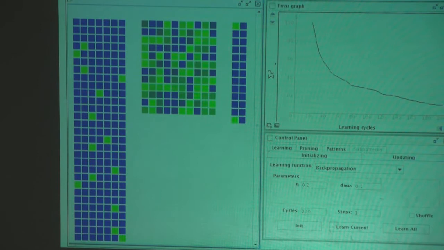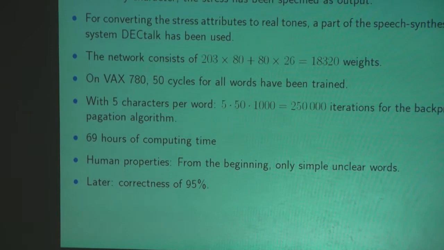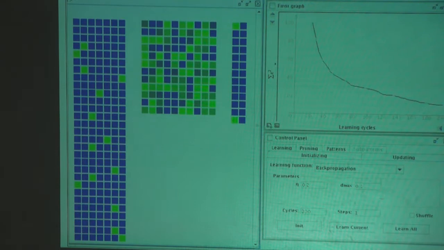Another feature of such simulators is that you can display not only the activations of the neurons, but also the weights. But how many weights do we have? 18,000 weights. There is no chance to display 18,000 weights on a screen, and even if we could, it wouldn't help you. This is one of the real serious disadvantages of neural networks, because what the network has learned is the set of weights, but how can a human understand 18,000 weights? No chance. There is no chance for something like software engineering of neural networks. That's a real disadvantage.